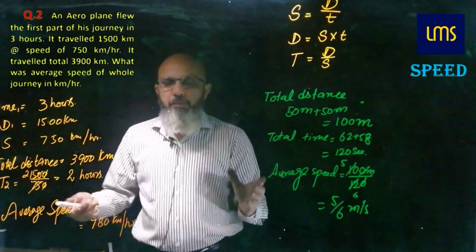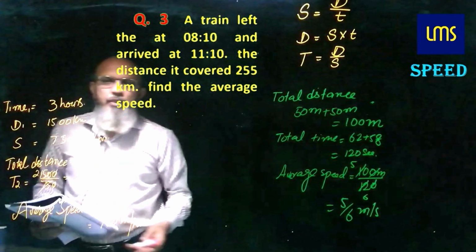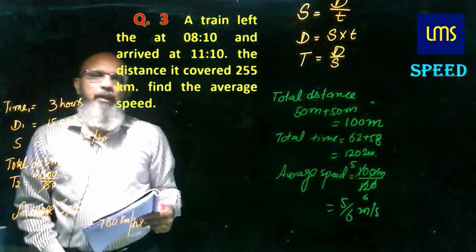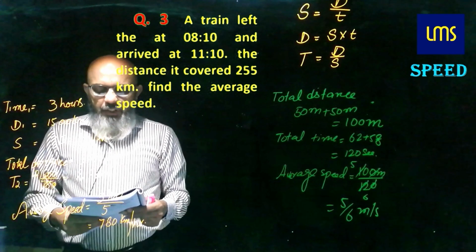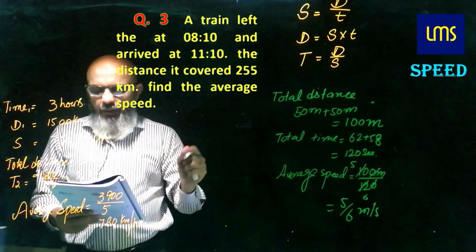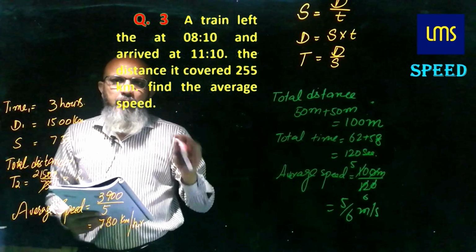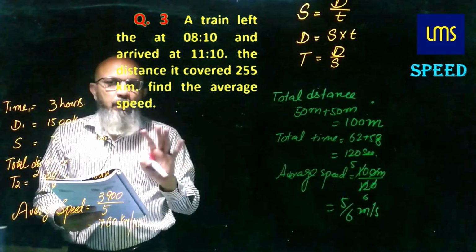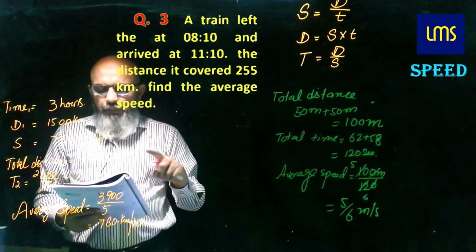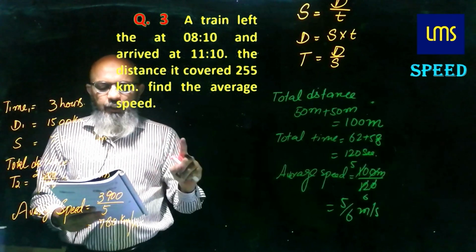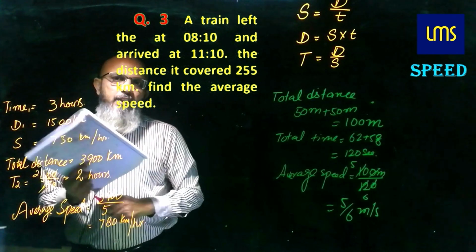So now we move to question number 3. Students, question number 3 of your workbook is on your screen. Just look at the screen. A train left a station at 08:10 and arrived at the interchange at 11:10. Means the timing is given to you, not the time duration, and we need the time duration. The distance between the station and interchange was 250 kilometers. Means how much distance is given to you?